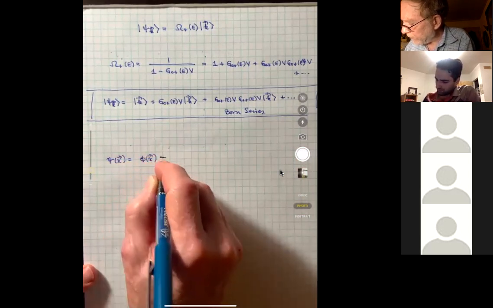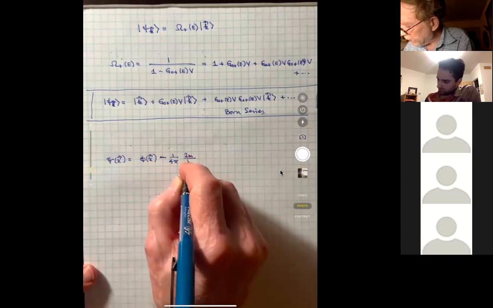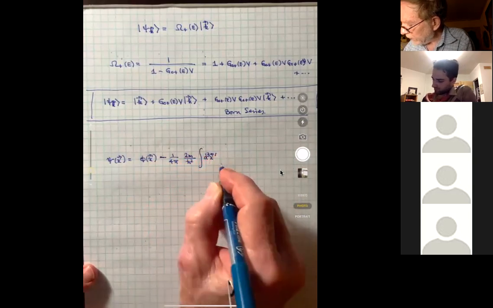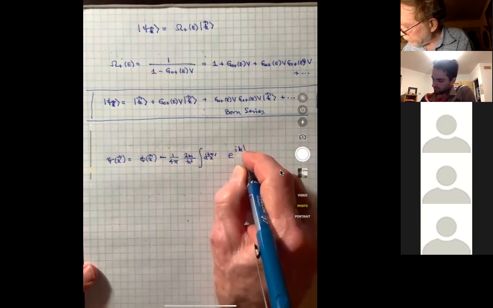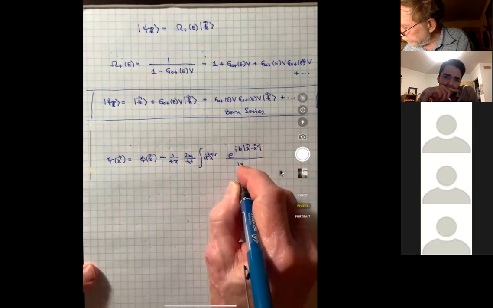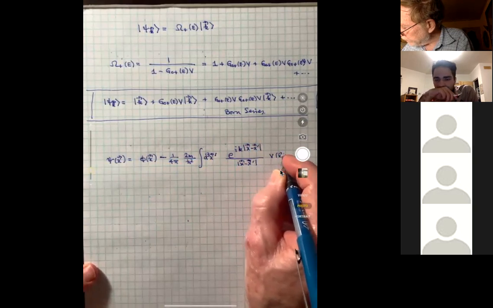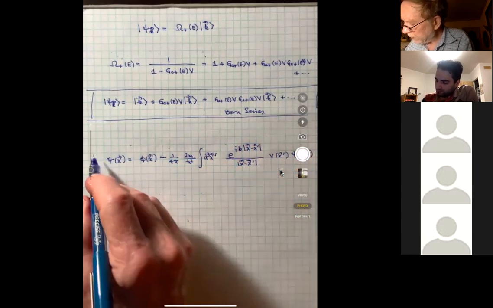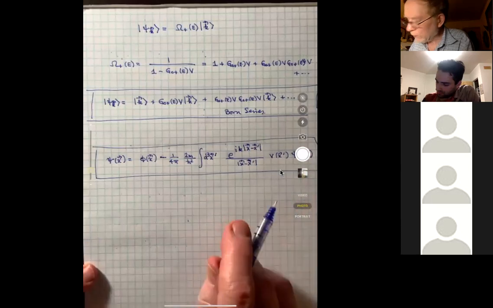And if I put in the explicit form for the Green's function, it's minus 1 over 4 pi times 2m over h bar squared times the integral d cubed x prime. And if I write in the Green's function explicitly, it is e to the ik, the absolute value of x minus x prime, divided by the absolute value of x minus x prime, times the potential evaluated at x prime, times psi evaluated at x prime. Okay? This is the Lippmann-Schwinger equation with the Green's function written out explicitly in wave function language.